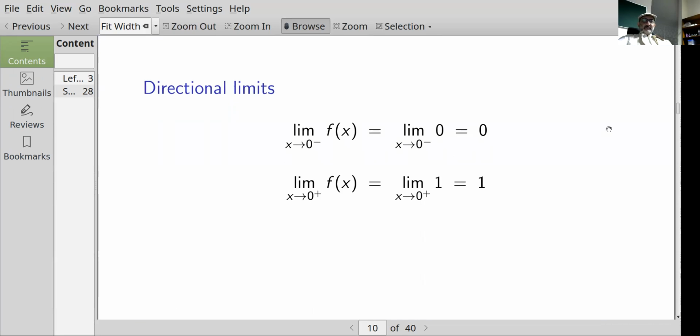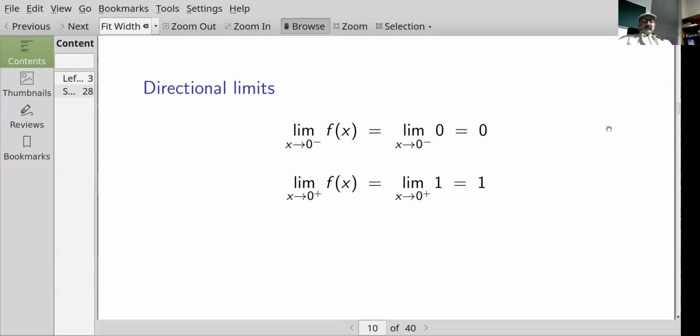Okay. Now, what are the directional limits? Well, the limit as x goes to 0 from the left of f of x. So when you're considering negative values, then the function value f of x is 0. So that's the limit as x goes to 0 from the left of 0, which is equal to 0. The limit as x goes to 0 from the right of f of x: when x is positive, then f of x takes the value 1. So it's the limit as x goes to 0 from the right of 1, which is 1.